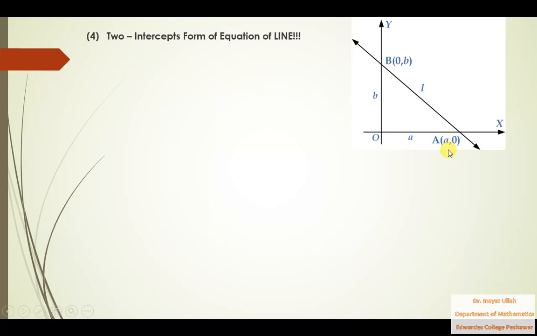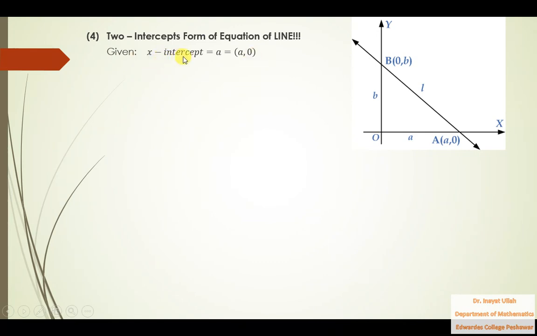So remember that whenever there is a point whose second coordinate is 0, that point will lie along the x-axis, and whenever the first coordinate is 0, that point will lie along the y-axis. So this distance a is called the x-intercept of the line, and this distance b is called the y-intercept of this line. So whenever you are given two intercepts of a line, you need to use the two-intercept form to find the equation of that line.